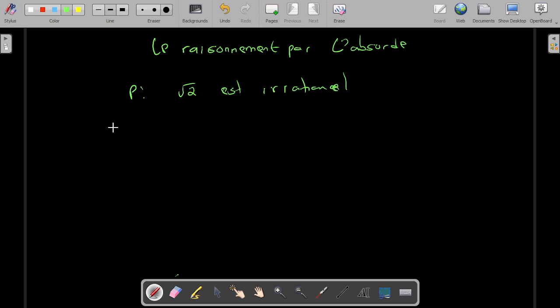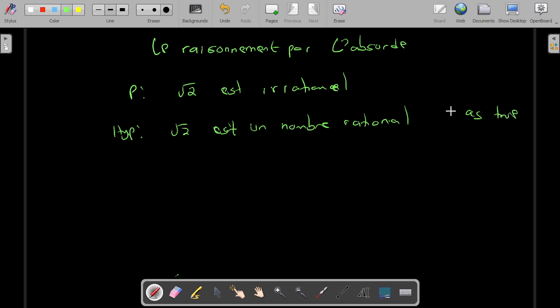Remember, what is our step? Our hypothesis is that the opposite of P, which is non P, so we're going to say, okay, racine de 2 est un nombre rationnel. This is our non P. Our non P is that the square root of 2 is not irrational. In other words, we're trying to say that the square root of 2 is a rational number, right? So this is what we are going to suppose as true.